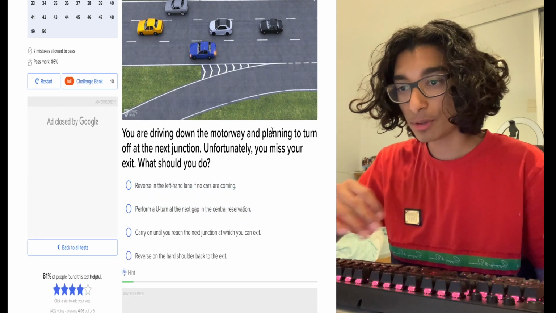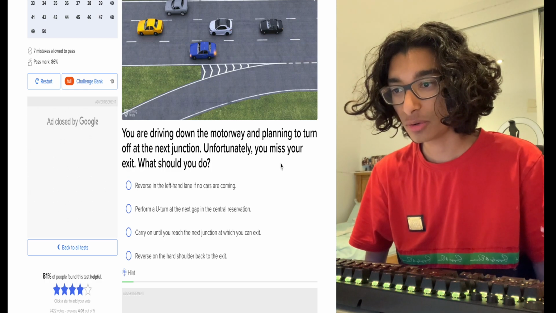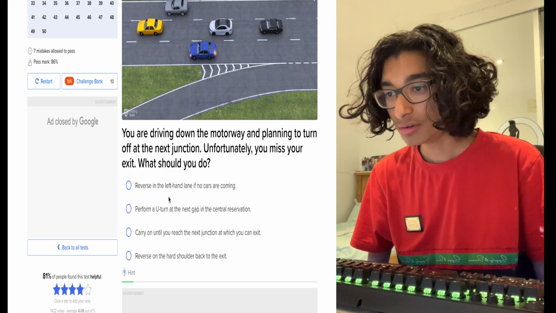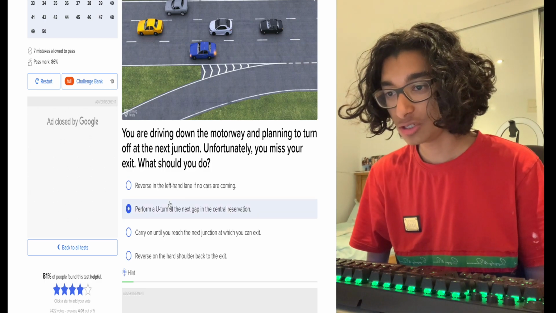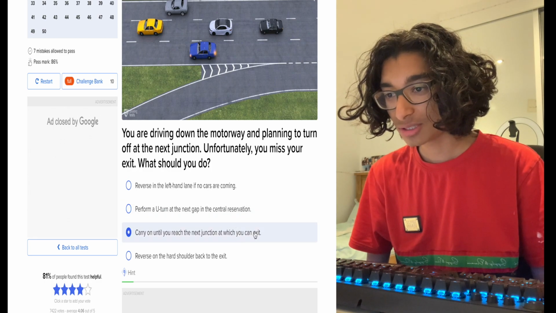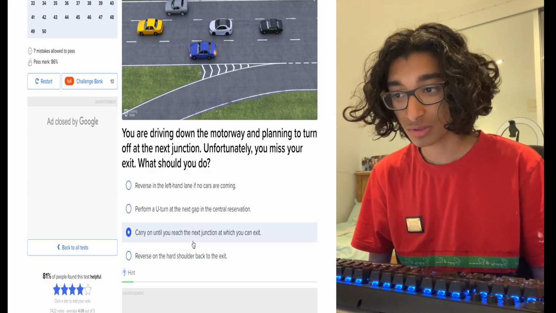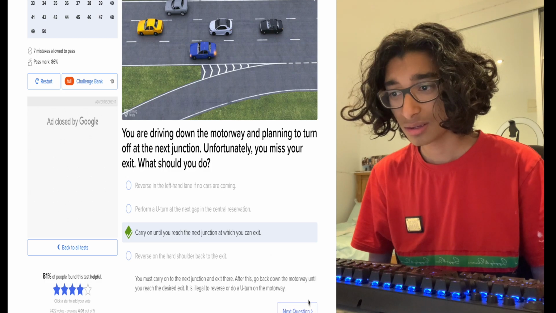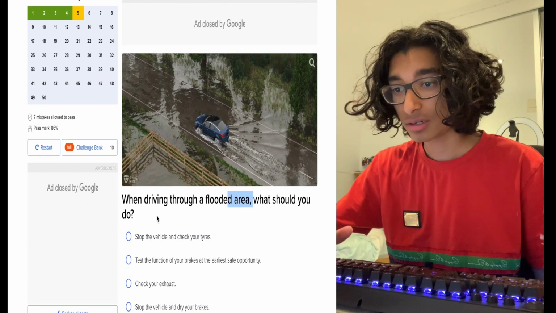You're driving down the motorway and planning to turn off at the next junction. Unfortunately, you miss your exit. What should you do? How am I meant to know? Reverse? No, it cannot be reverse. On a motorway, I don't think you should reverse. Perform a U-turn at the next gap in the central reservation? Never heard of that. Carry on until you reach the next junction. Reverse onto the hard shoulder? No, you shouldn't do that. I think it's the third one. Yes, I'm a master.